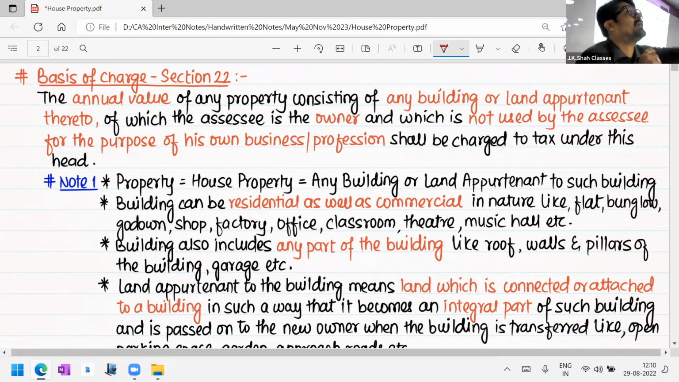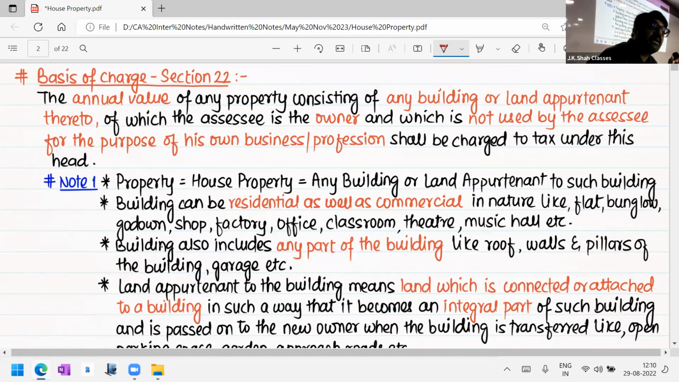The wall which is facing the road, that wall I'm letting out to some advertising company for affixing a hoarding. So that advertising company is taking my wall for a rent. What is that wall? Part of my building only, no? So whatever rent I'll get from letting out that wall is nothing but my income from house property. Understood? Yes, sir.